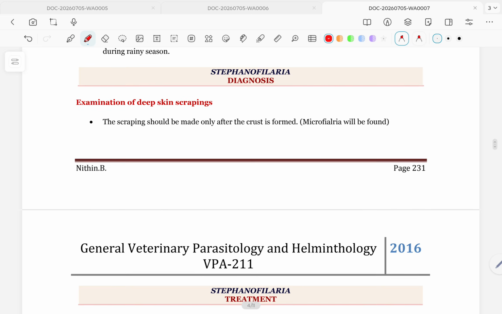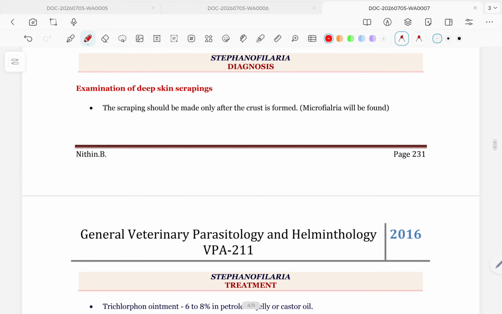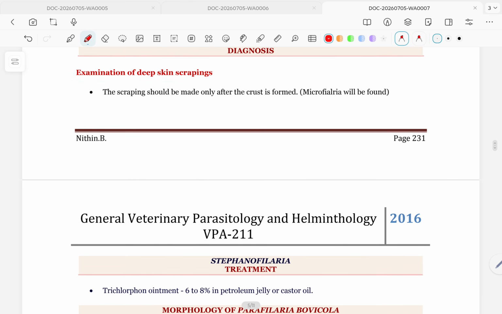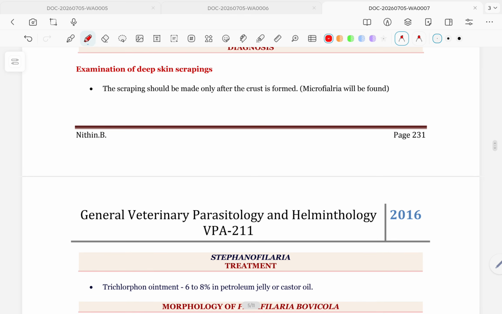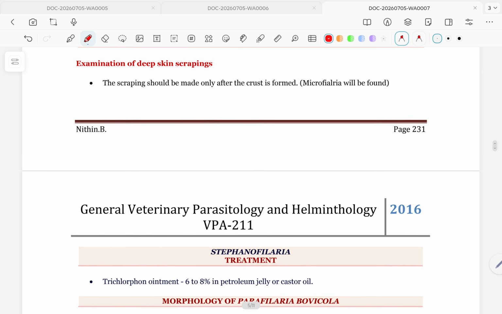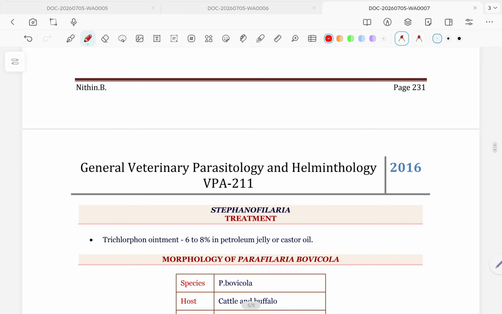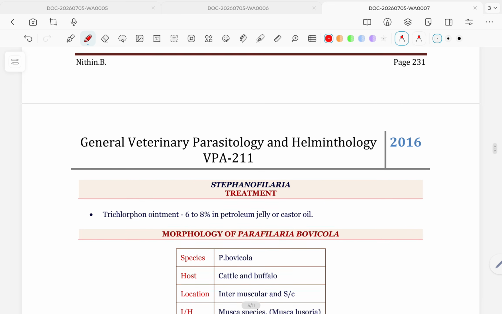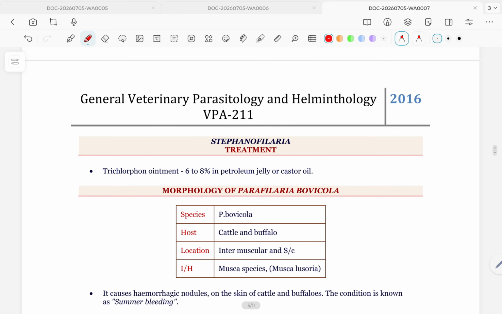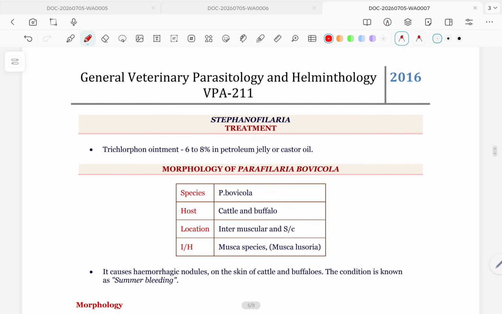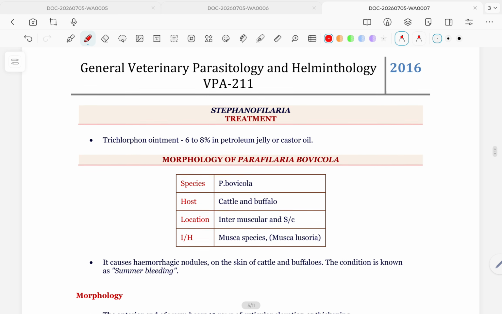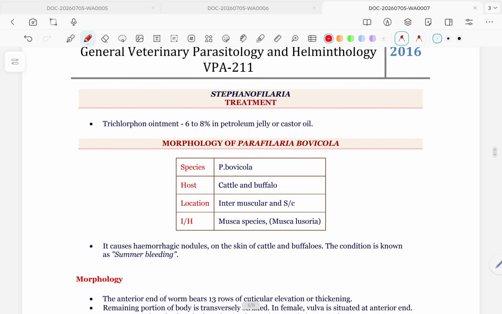Stephanofilaria diagnosis: examination of deep skin scraping. The scraping should be made only after the crust is formed. Microfilaria will be found. Stephanofilaria treatment: trichlorfon ointment 6 to 8% in petroleum jelly or castor oil.